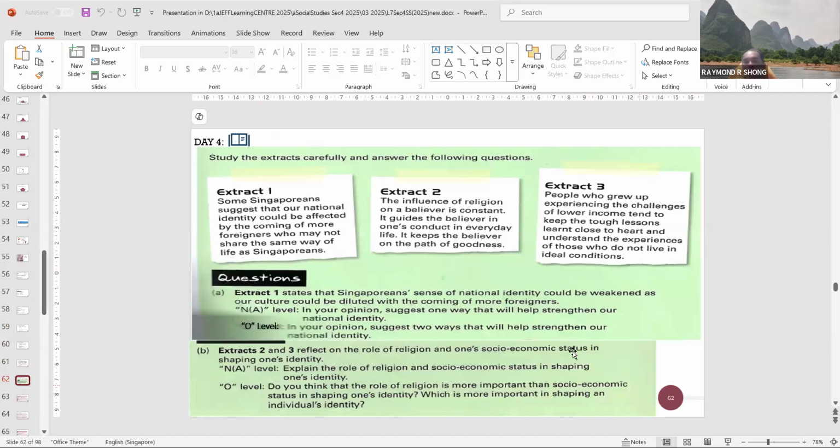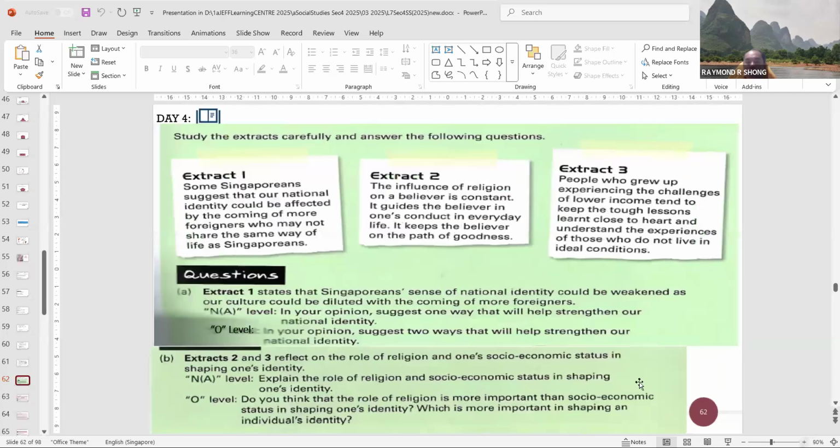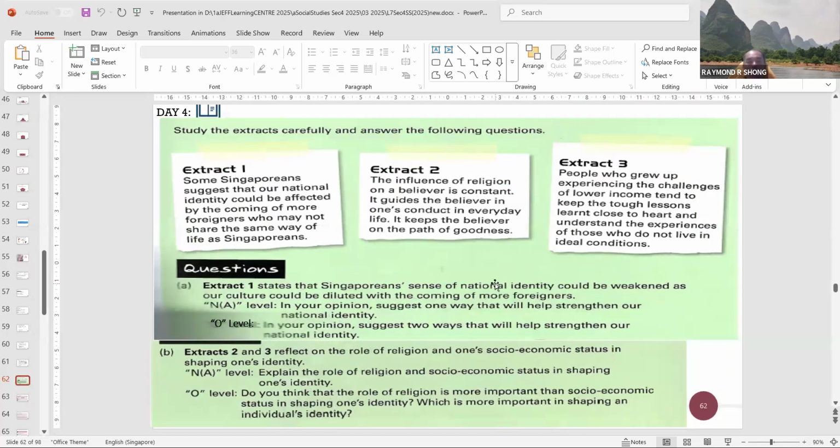Read. Okay. Yi Jiang, will you mind reading extract one to the class? Can you see it? Okay, start. Some Singaporeans suggest that our national... Oh, I forgot. I really can't hear her. Sorry, I really cannot hear her. Damn it, I'm so sorry. It's not that I don't want you to read. I really cannot hear you. Luhan, can you hear her? Damn it, man. It's really an ass of me.